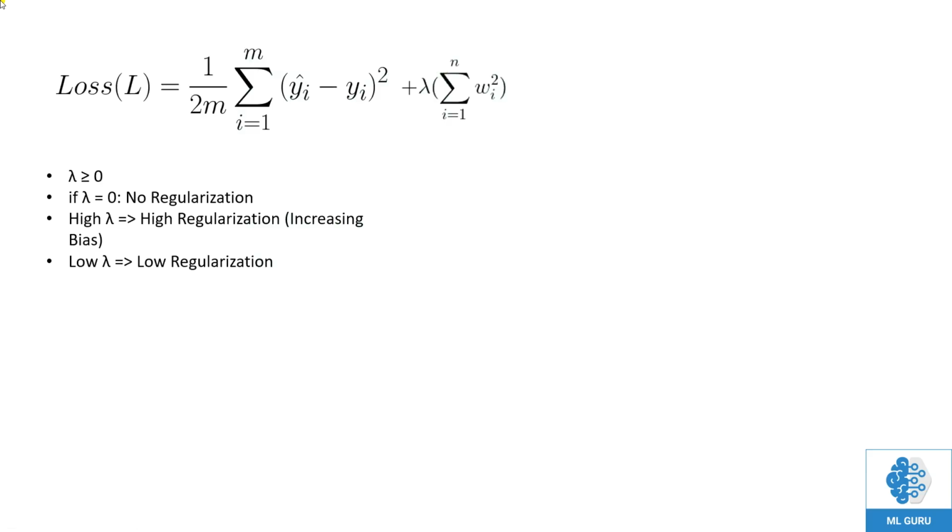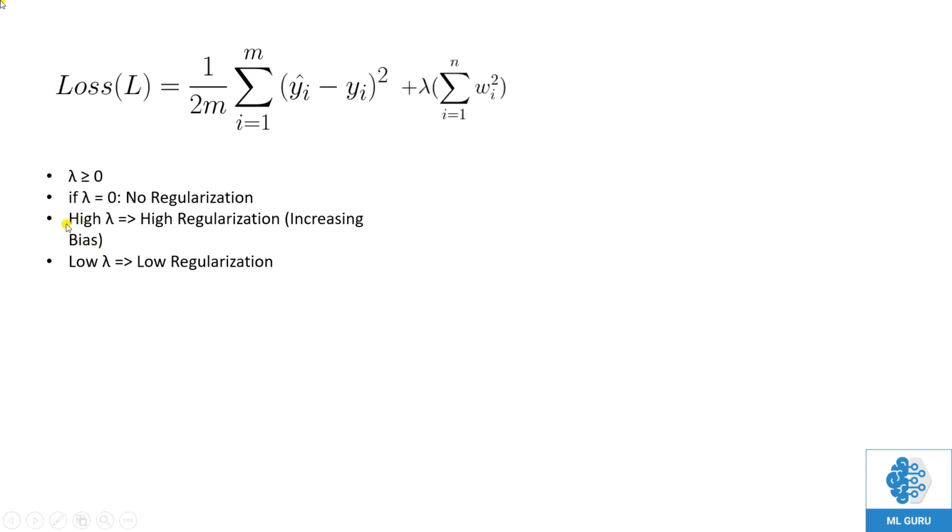Now let's look at this hyperparameter lambda. So when the value of lambda is equal to 0, which means this whole term is zeroed down, so we are left with the original loss function. So in that case there is no regularization. So ideally, if we want to solve the problem of high variance, if we are facing overfitting, we have to set the value of lambda greater than 0.